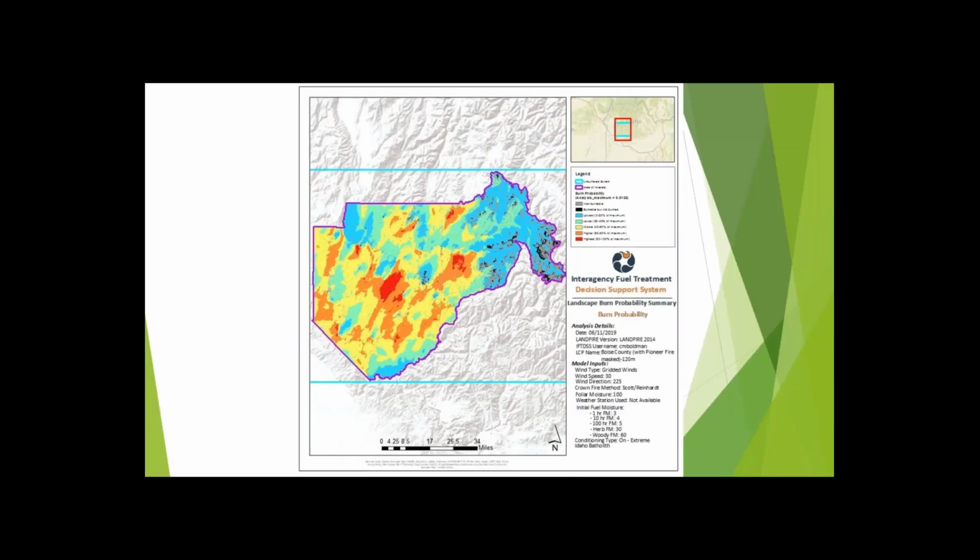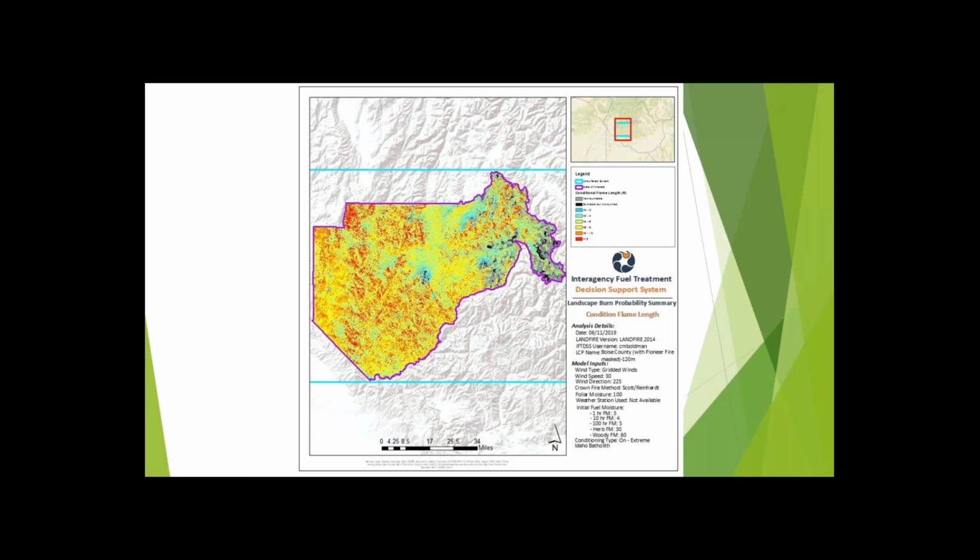Okay, so this map shows the burn probability outputs for Boise County. And as a reminder for folks, burn probability quantifies the likelihood of a fire occurring under a fixed set of weather and fuel moisture conditions. And you can see what inputs were used on the right-hand side of the screen. And this map shows the burn probability outputs with red for the higher burn probability and ranging down to blue for the lower burn probability.